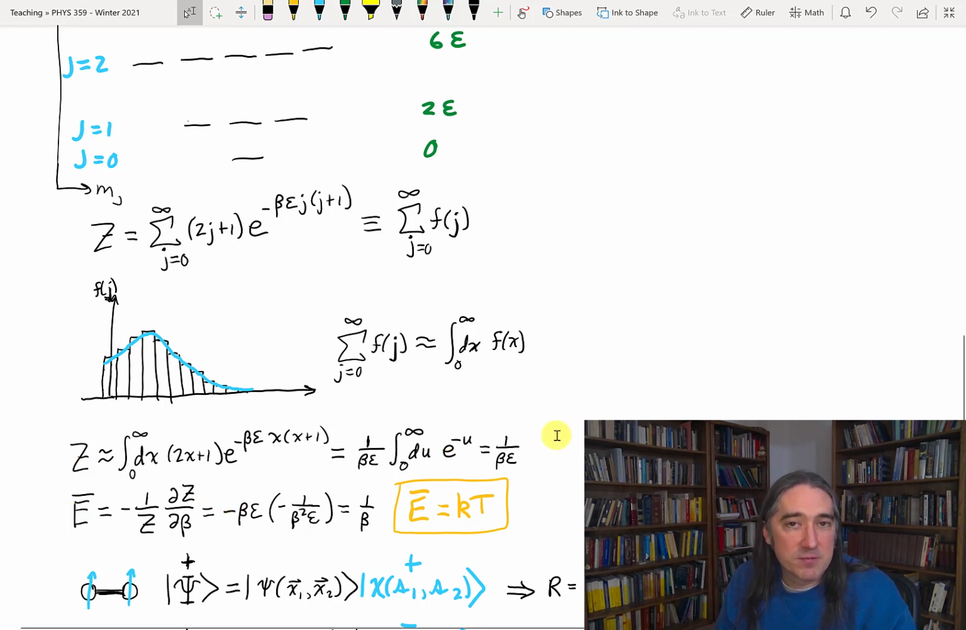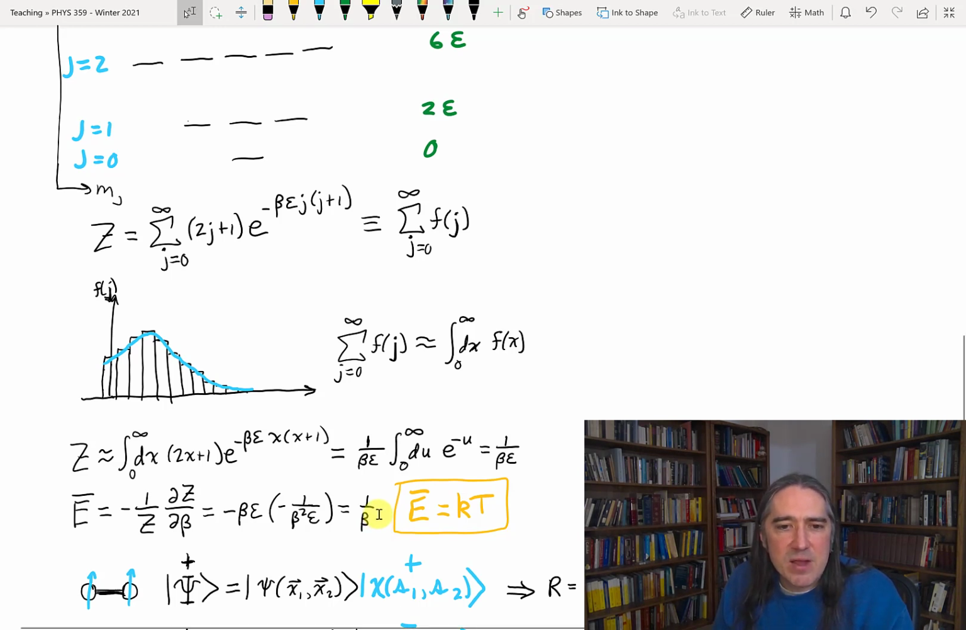well, we've got the partition function for their rotational motion, so let's do it. Minus 1 over z, dz d beta. Minus 1 over z is here. dz d beta is another minus sign, 1 over beta squared epsilon. A bunch of things cancel, and we just get 1 over beta. So that's satisfying. We got a very clean, simple looking answer for the average energy in the rotational degrees of freedom.